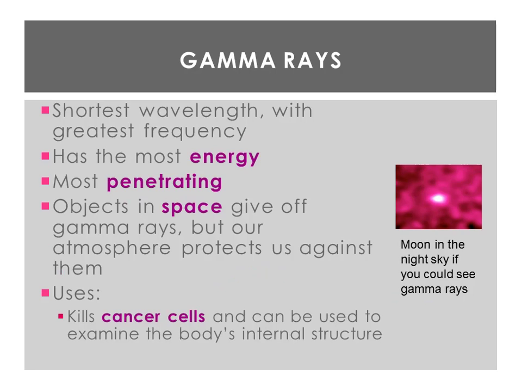This picture on the right shows us what the moon and the night sky could look like if we could see gamma rays, which, again, I'm kind of glad I don't see, because that looks kind of scary. Gamma rays are a lot of times used in medicine to kill cancer cells, and they could be used to examine the body's internal structure. A lot of radiation therapy uses gamma ray technology.